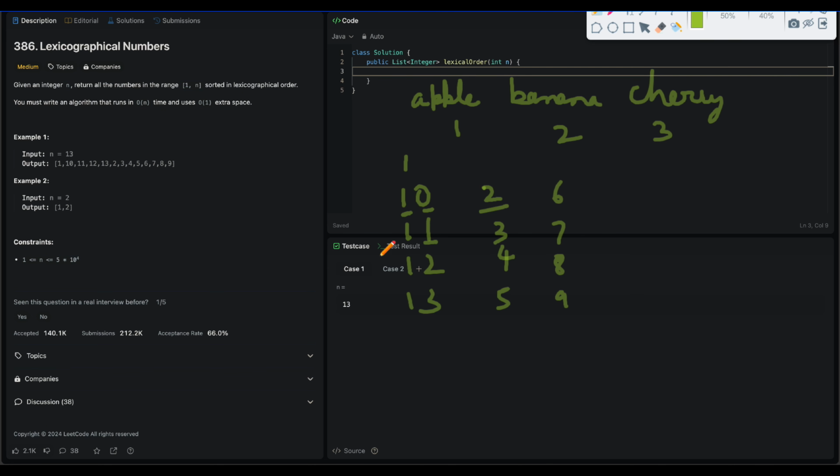Now in terms of solution, one naive approach can be that we loop through the numbers 1 to n and convert each number to a string and sort the strings, since strings sort lexicographically, and we convert the sorted strings back to numbers. But because of the sorting algorithm, the time complexity will be O of n log n. And in this problem, we want the time complexity to be O of n. So that means sorting is out of the window. So then let's look at the number generation a bit more closely.